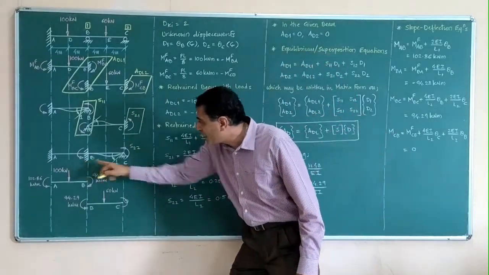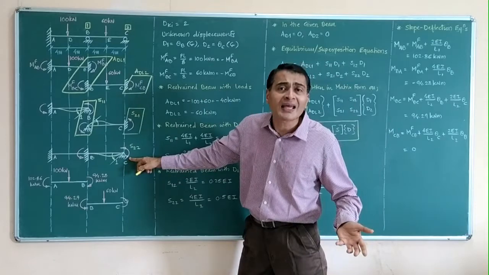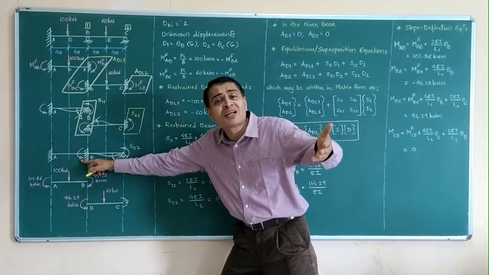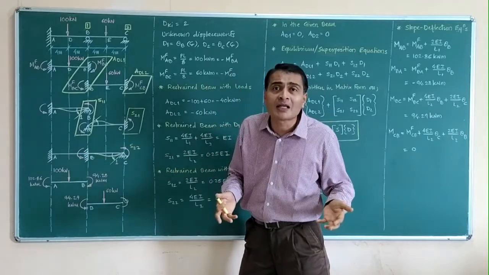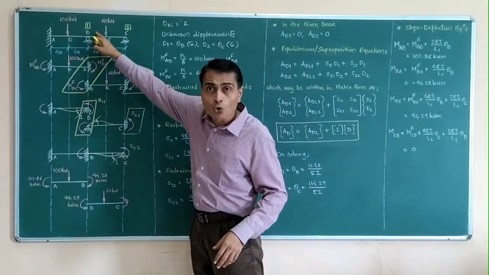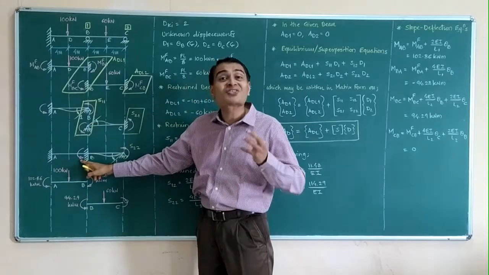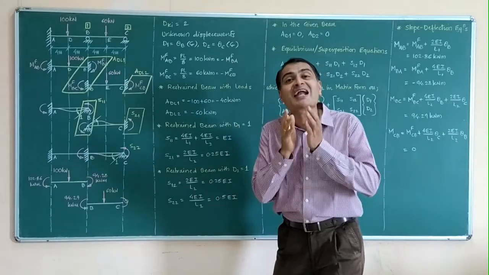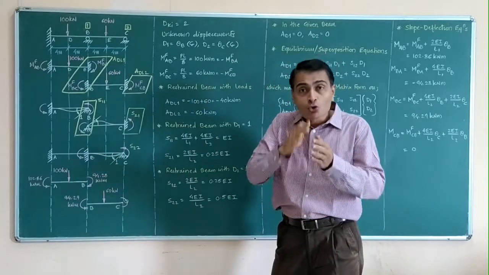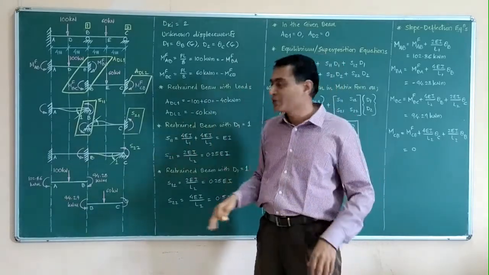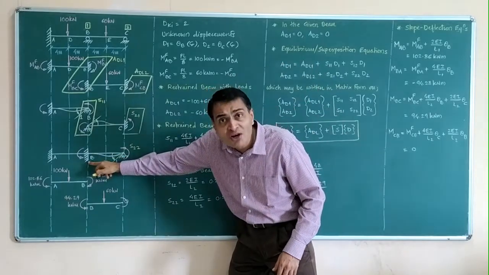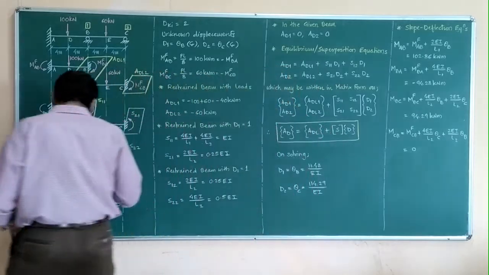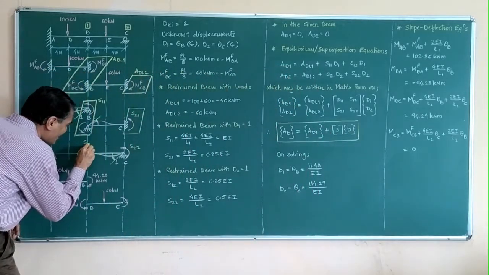Similarly, this moment will be 4EI upon L very obviously, and this moment generated, which is the farthest end, will be 2EI upon L. But this is also one of our nodes, so I am calling this a stiffness. What stiffness is it? It is stiffness at node 1 due to unit rotation at node 2. So we are going to call this stiffness S12.